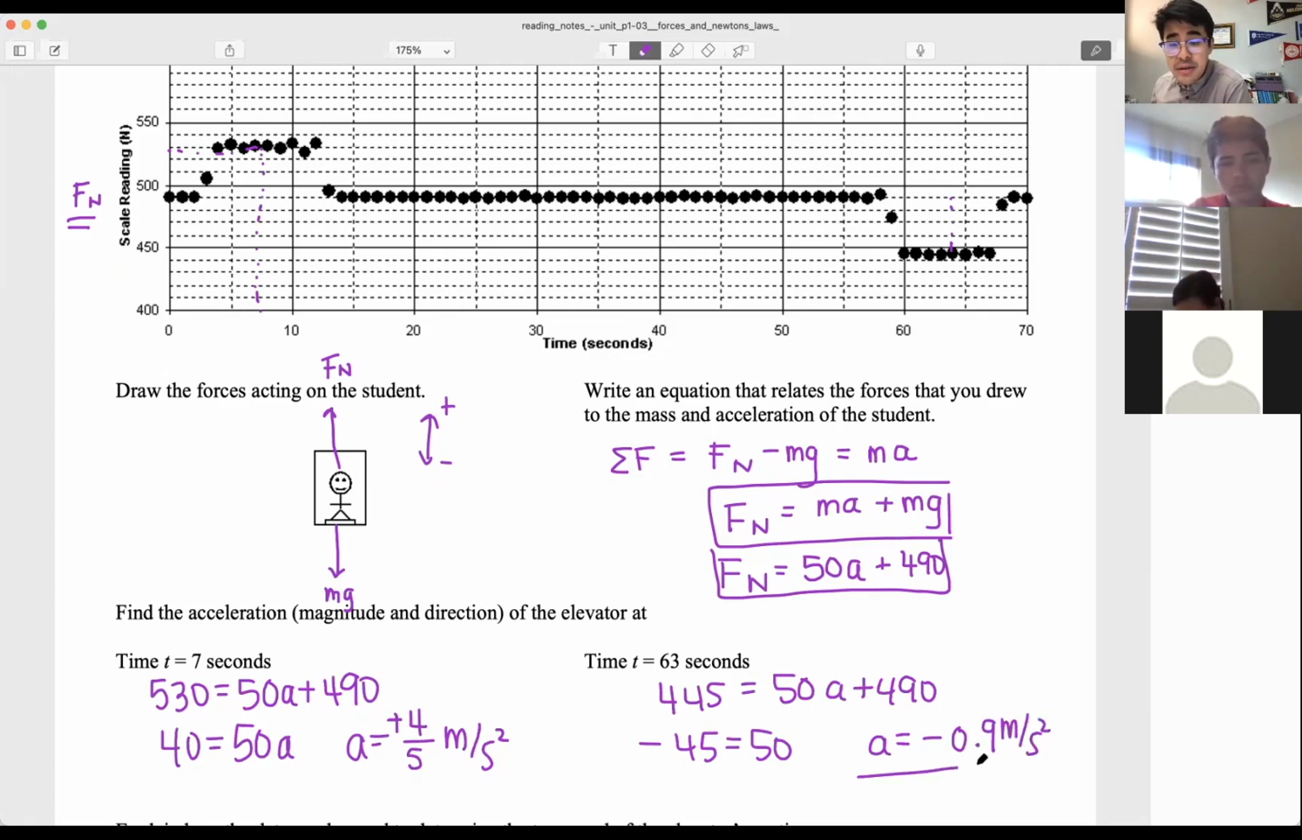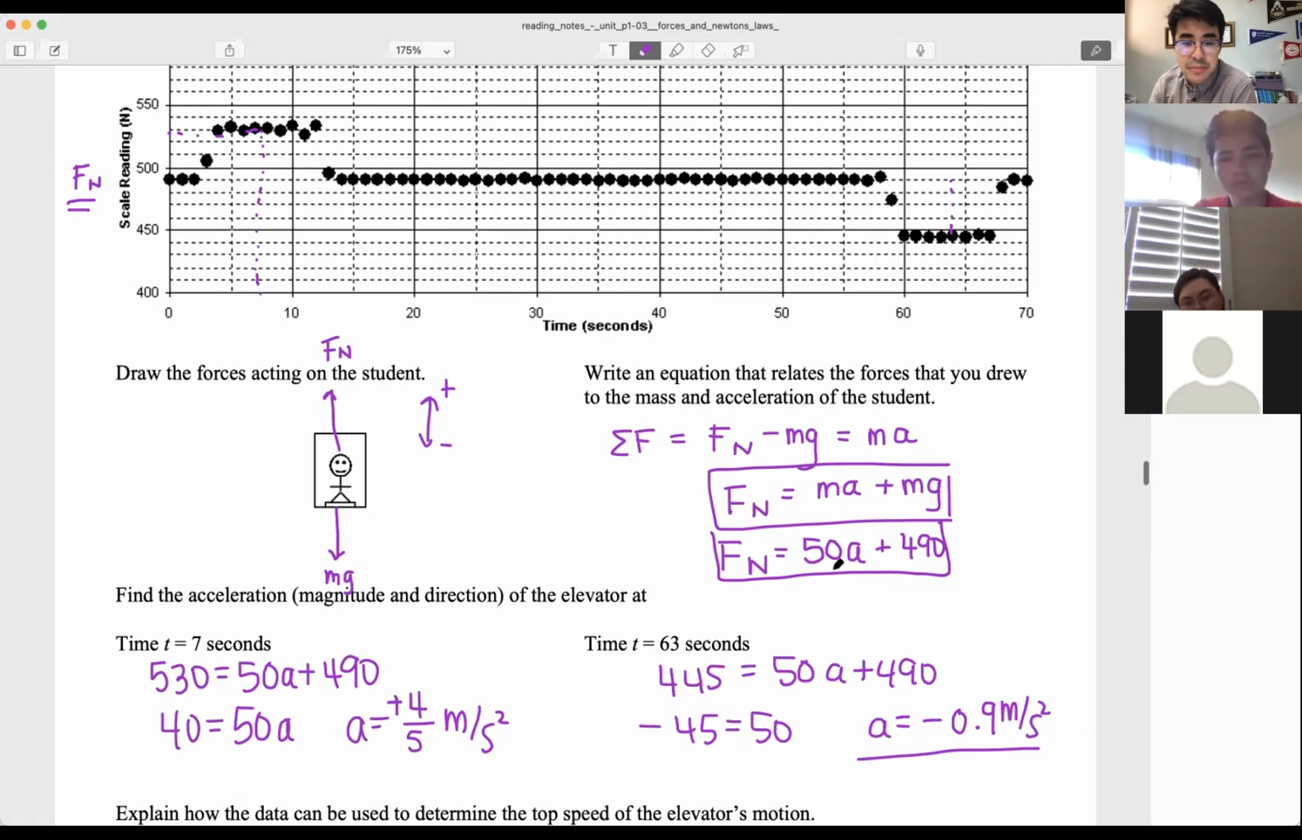So what does that tell us here? That tells us my elevator is going down. Right? And so when my elevator is going down, I look to be lighter. Questions on that one? Okay.